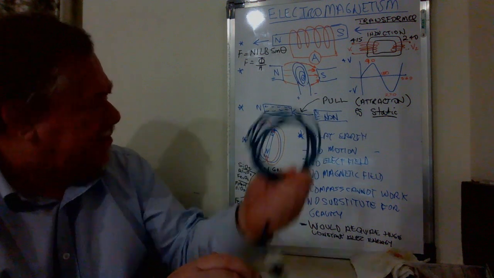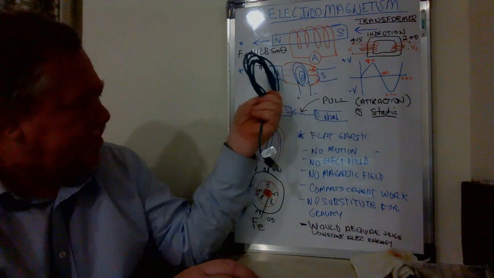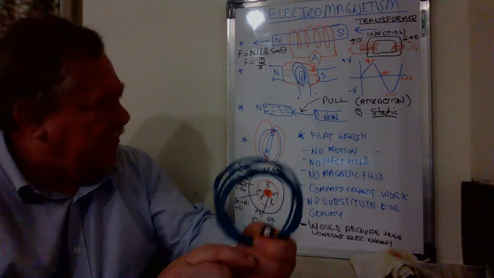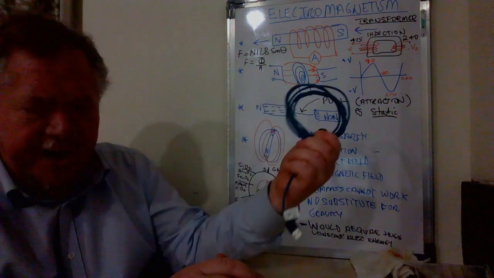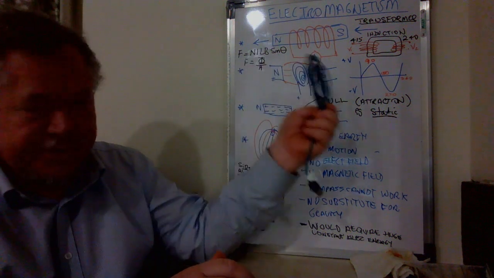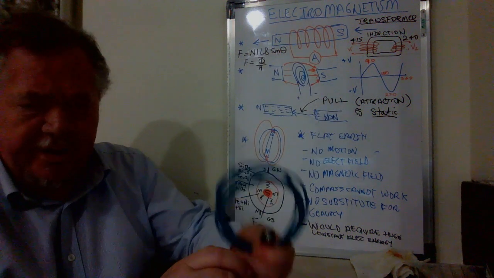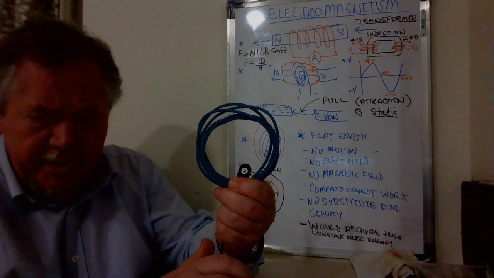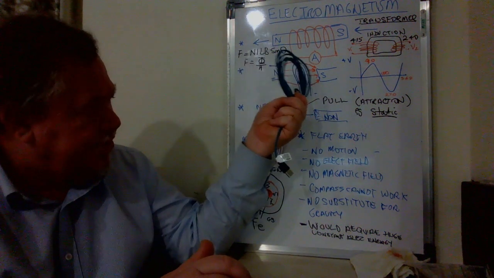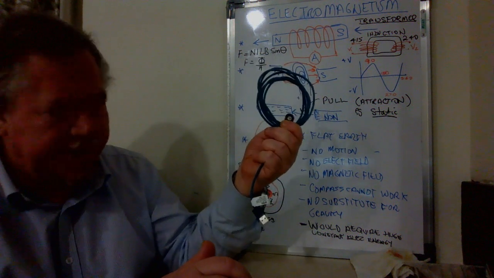So we've got two magnets. This magnet on one side, that magnet on the other side. Now, that then will create a magnetic field between those two magnets. Now, I've got a coil, and I put that coil in between those two magnets, so inside that magnetic field.